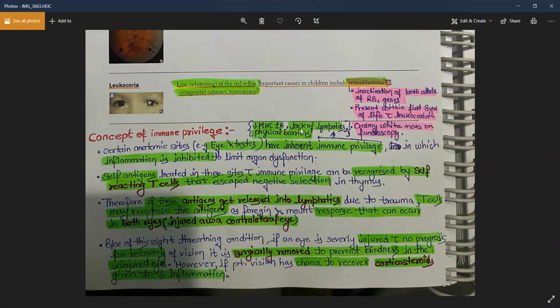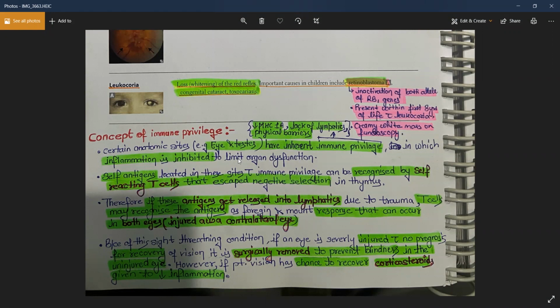Okay. And the mechanisms of immune privilege include the decrease in the MHC 1A, the lack of lymphatics in these tissues. Physical barriers are also present, right? Now, the self antigens are located at these sites, and they have the immune privilege.